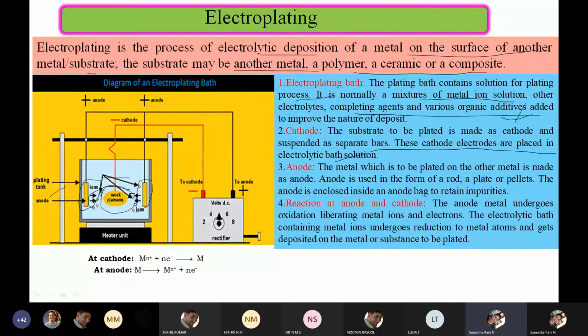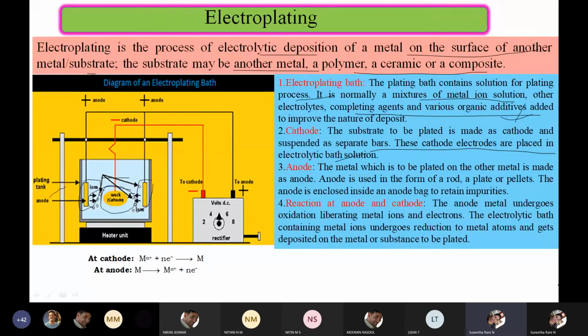Anode is the metal which is to be plated, or a metal is made as anode. Anode is in the form of a rod, and plates or pellets. The anode is enclosed inside an anode bag to retain impurities. So this is one anode bar which you have to take. With the help of the anode, you can coat the substrate or cathode.